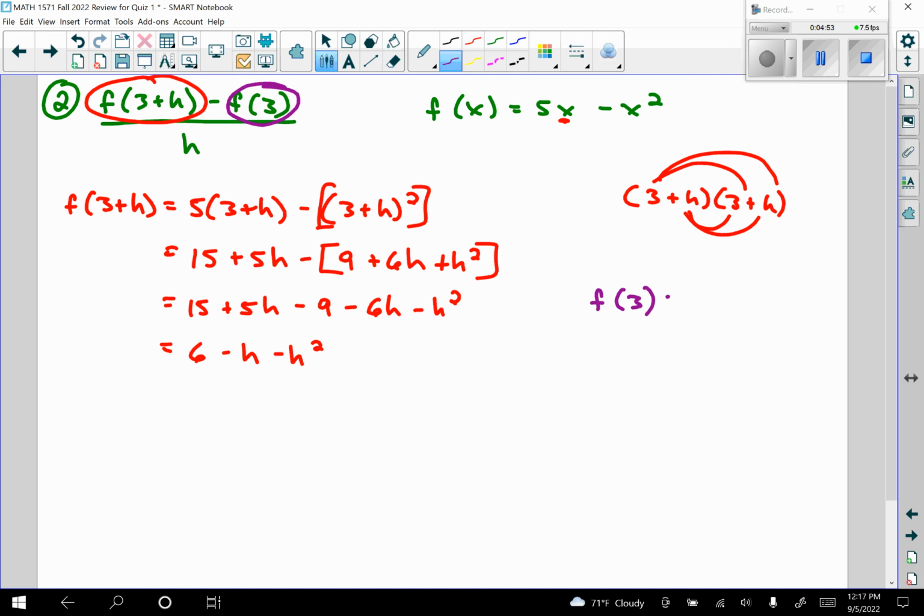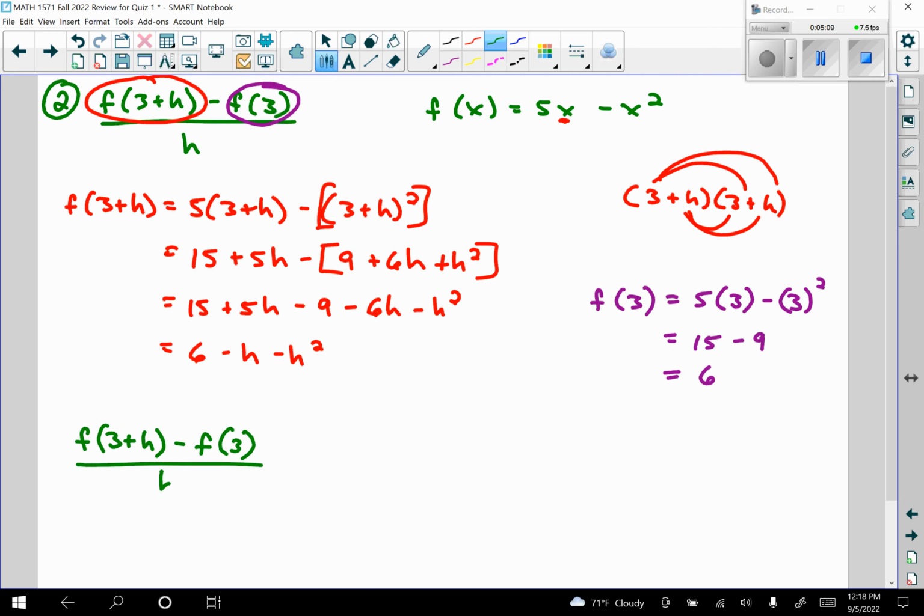So f of 3 becomes 5 times 3 minus 3 squared, so that gives me 15 minus 9, which is 6. So now when I go to substitute this in, again, f of 3 plus h is this part right here. We get 6 minus h squared minus f of 3, minus 6. Notice those 6's cancel. That's what we like to see over h.